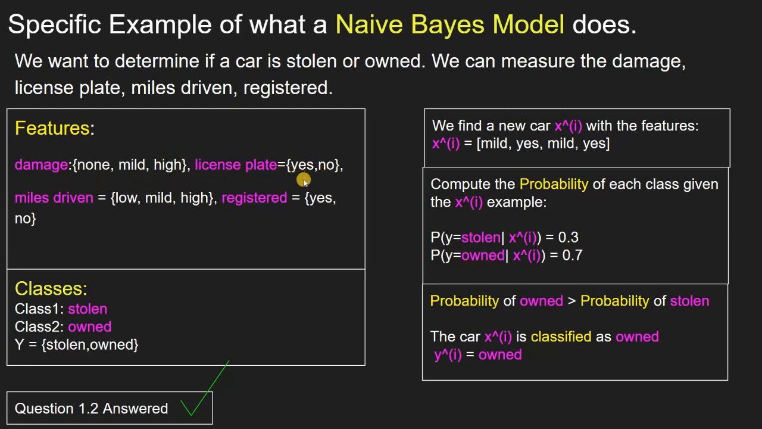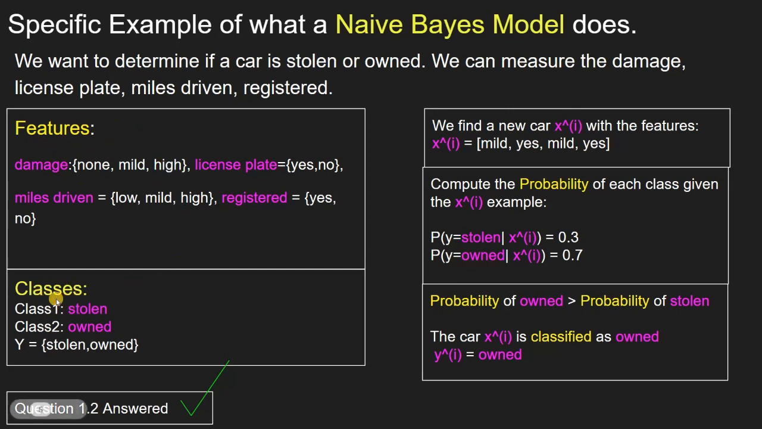License plate can be yes or no, so it might have a license plate or might not. Miles driven can be low, mild, or high, a high number of miles driven on the car. And registered can be yes or no, so it is registered with the state or it isn't. So these are the 4 features and all the values the features can take on for a specific example.